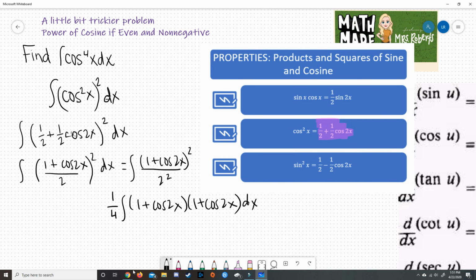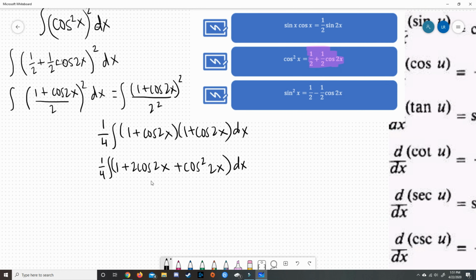So now that we expand that, we get 1/4 times the integral of, well, 1 times 1, we're going to have 1 plus 2 cosine 2x plus cosine squared of 2x dx. And if you got lost in that expansion, go ahead and pause the video and actually FOIL this out: 1 times 1, 1 times cosine 2x, cosine 2x times 1, cosine 2x times cosine 2x. You will get this.